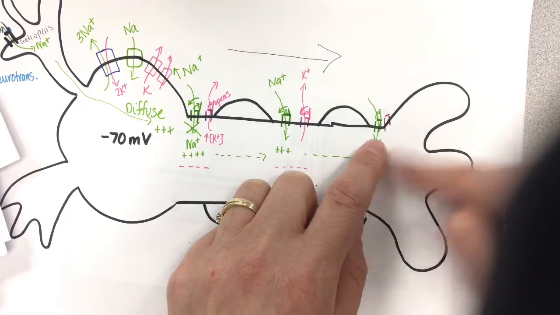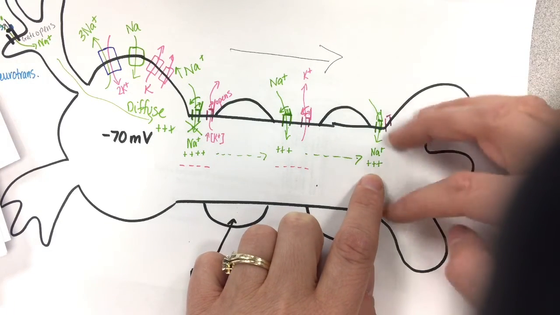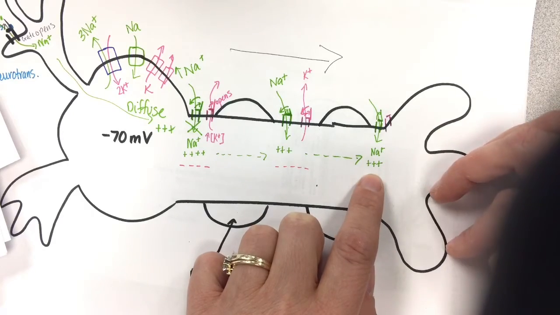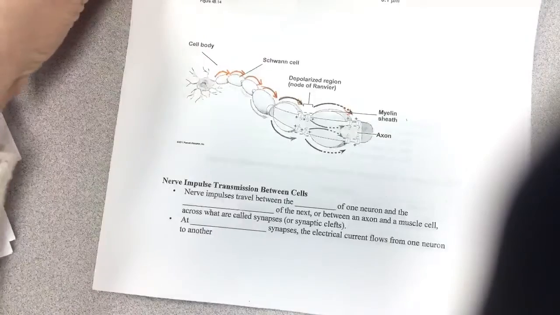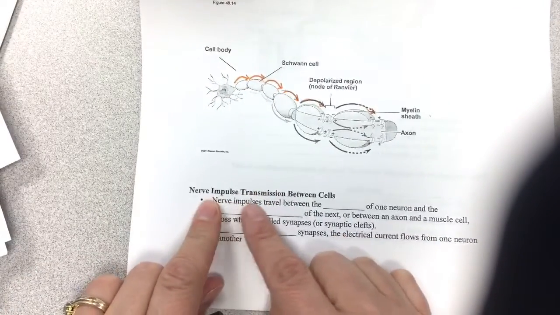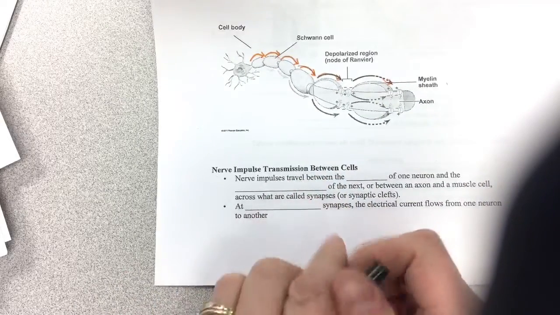And so what happens at the end? That influx of sodium ions at that last node is going to trigger a series of events that is going to release neurotransmitters. So that's what we're going to look at. Looking at the bottom here, nerve impulse transmission between cells. How is it transmitted between cells?